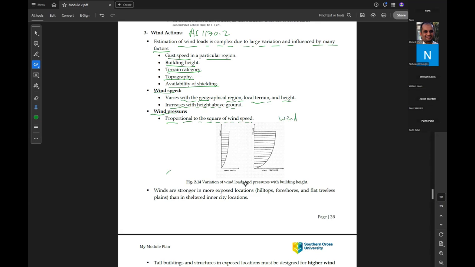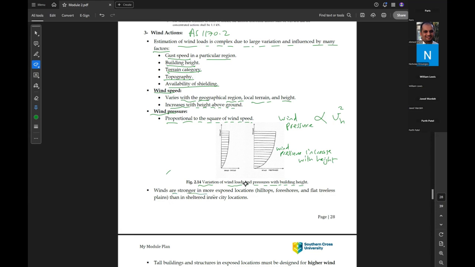So the pressure is proportional to the square of the wind speed. Okay, as you can see here, this is the variation of the wind loads and the pressure with the building height. So when the height increases, as you can see, the wind pressure increases. Pressure increases with height.